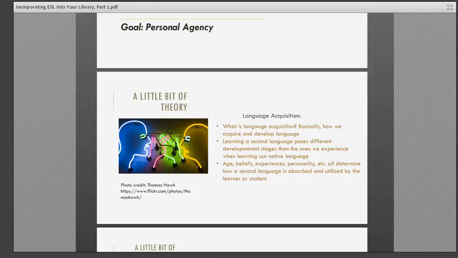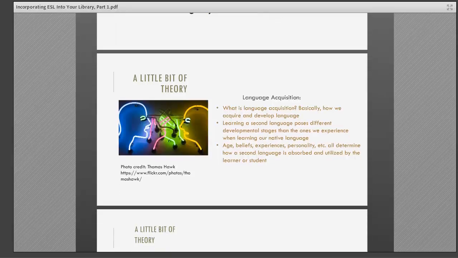Okay, so keep in mind, when you're offering ESL services, conversation classes, whatever it is, keep in mind that age, beliefs, experiences, personality, all of what goes into making us who we are, all that determines how we learn language, and especially learn a second language. It determines how it's absorbed and how it's utilized by the learner or the student. So keep that in mind, okay, when you're trying to really critically think about your communities and about English language learners in your communities.